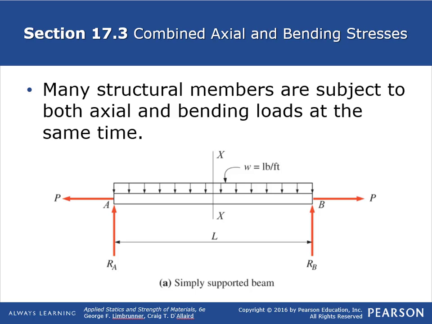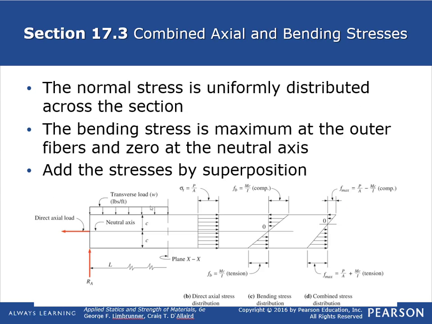So we have two sets of stresses. The normal stress is uniformly distributed across the section. That's what we're talking about here. These are the normal stresses, just uniformly distributed. This is the same equation we've been using this whole semester: sigma equals P over A. So that's a uniform distribution of the axial stresses. And then we have our bending stress. It's compression above the neutral axis. It's tension below the neutral axis.